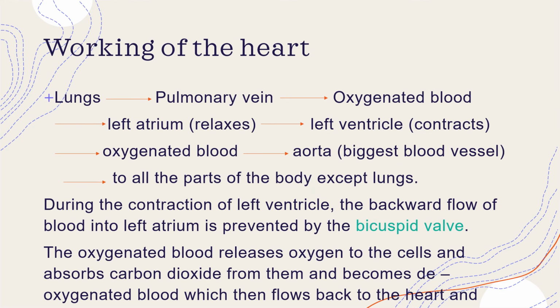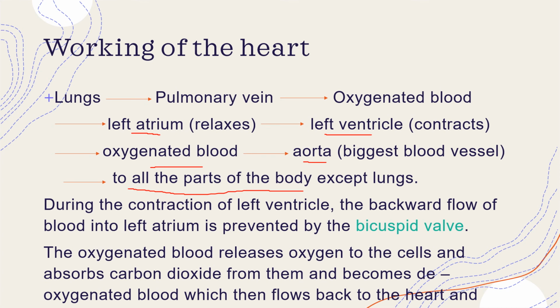Now what happens? From the lungs, through the pulmonary vein, the oxygenated blood enters into the left atrium, which relaxes. Then it enters into the left ventricle, which then contracts, and the oxygenated blood goes to the aorta, which is the biggest blood vessel. And from the aorta, where does it reach? It reaches all the parts of the body except the lungs.